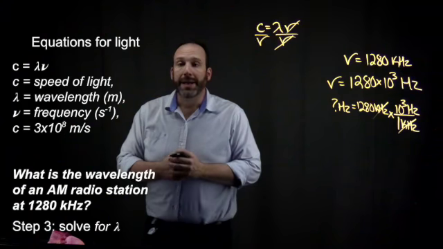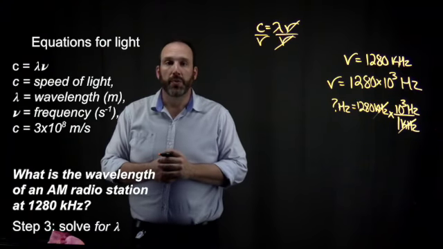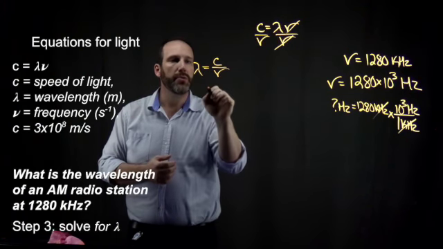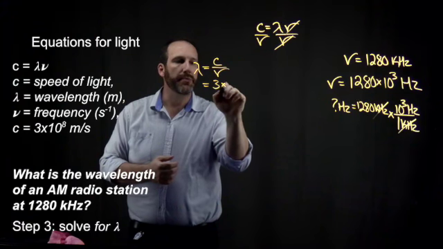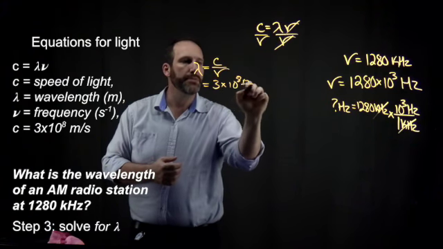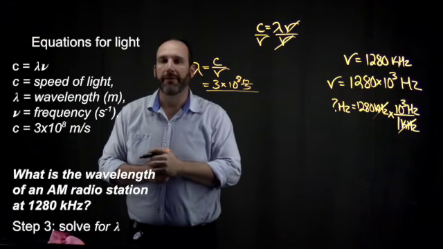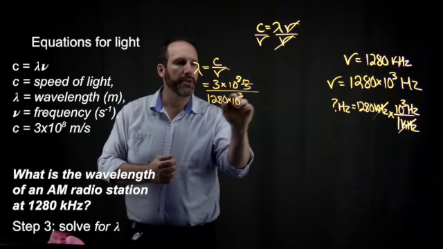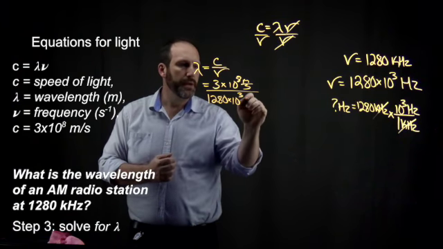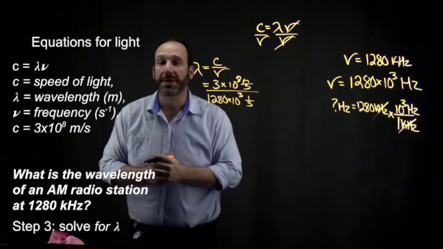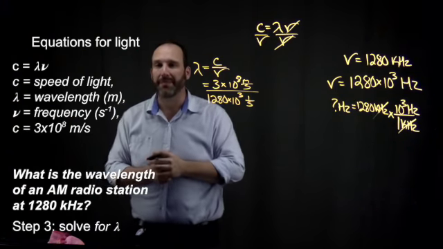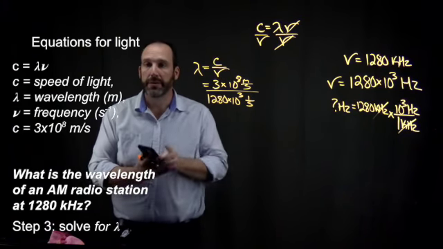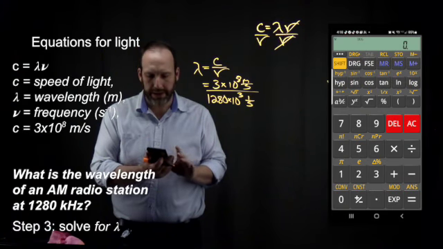All right, and so now we're ready to solve this equation. We know that lambda is equal to c over nu. We know that c is equal to 3 times 10 to the 8th meters per second. And we know that our frequency is 1280 times 10 to the third, 1 over seconds or per seconds or hertz. All of those things are the same thing. So 3 times 10 to the 8th divided by 1280 times 10 to the third. Let's put that in our calculator and see what we get.